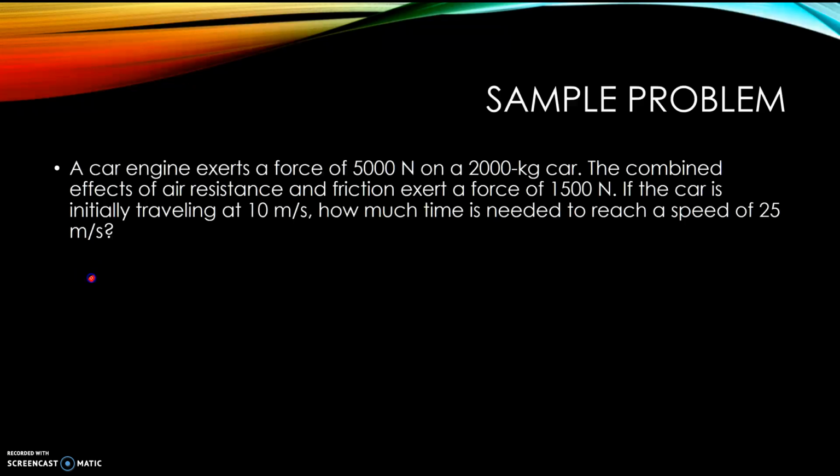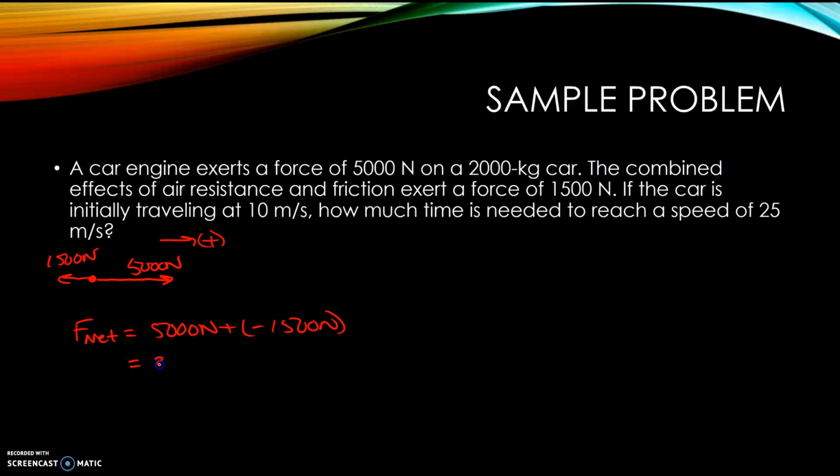So drawing my free body diagram, I would say that I have a force of 5,000 newtons going this way, and I would have a combined force opposing the motion of 1,500 newtons going the opposite way. Again, I'm going to make that positive. Don't forget to define which way is positive. And then the next step is I need to calculate my net force. So my net force will be a positive 5,000 newtons plus a negative, because it's pointing off to the left, 1,500 newtons, which leaves me with a net force of 3,500 newtons.